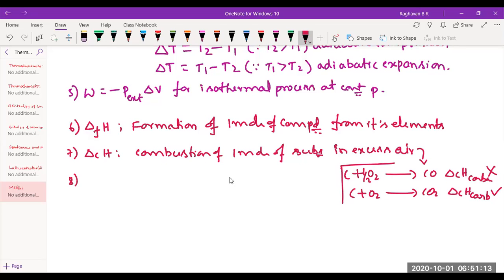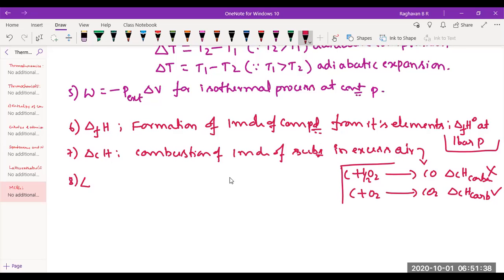Similarly, what will be the standard enthalpy of formation? It is at 1 bar pressure under a given condition of temperature. That's all. Important is 1 bar pressure under a given condition of temperature. Generally, they fix temperature at 298 Kelvin, but that is not mandatory. Okay, enthalpy of formation, enthalpy of combustion.